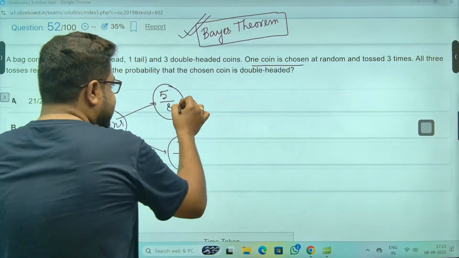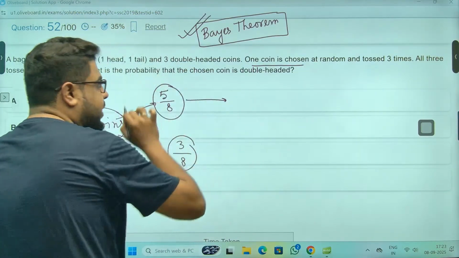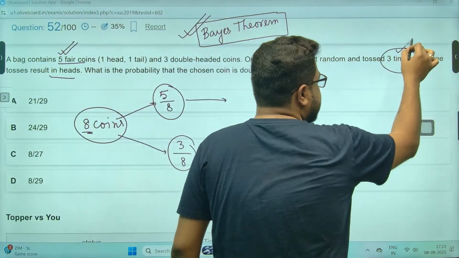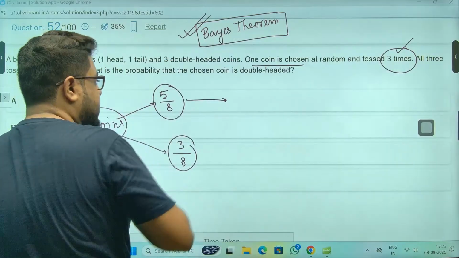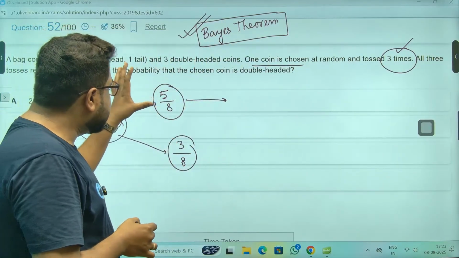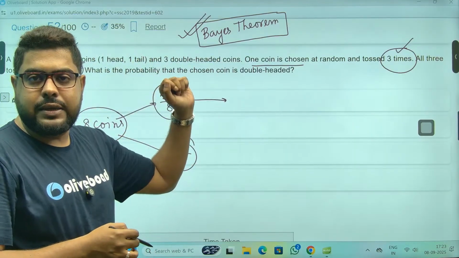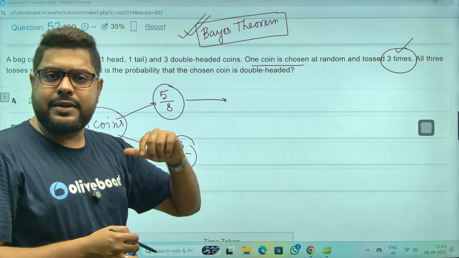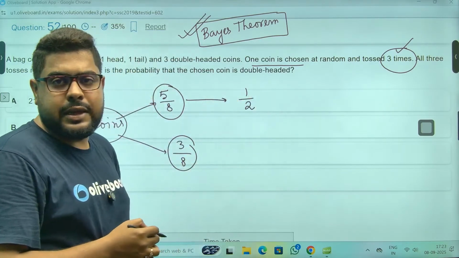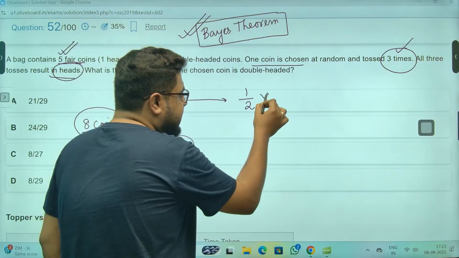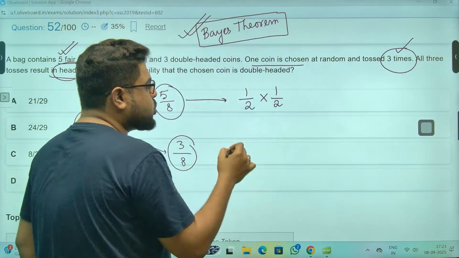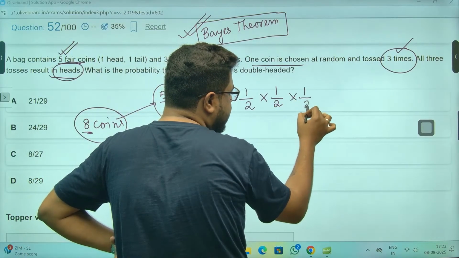Now, if I choose the fair coin, I'll toss it 3 times, and all 3 times I need to get heads. In case of a normal, unbiased coin, what is the probability of getting a head? That is half. First time half, second time also half, third time also half.